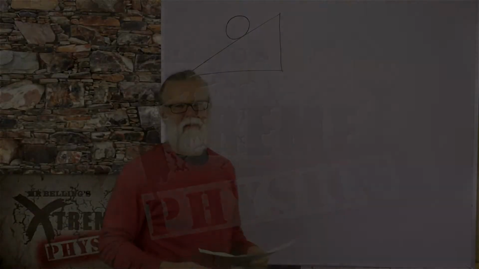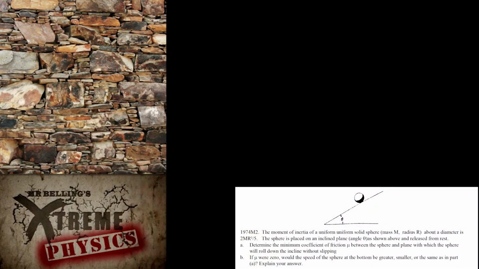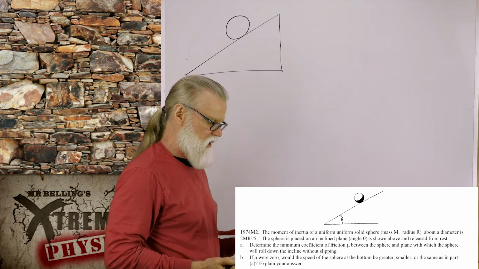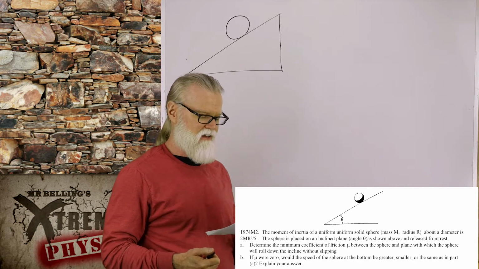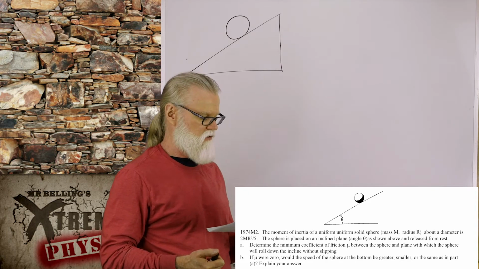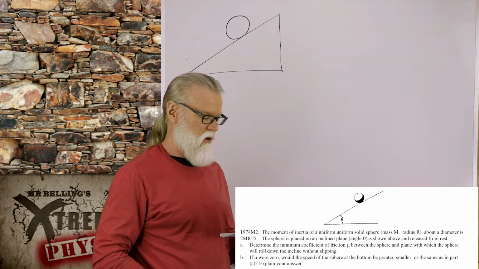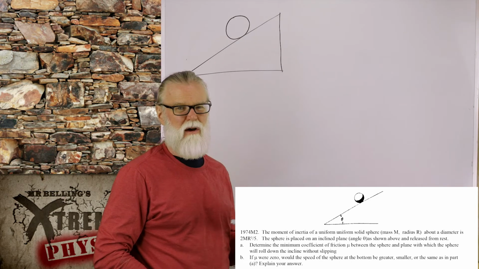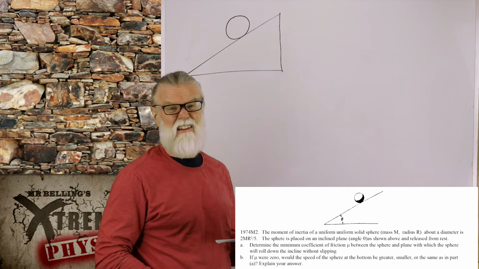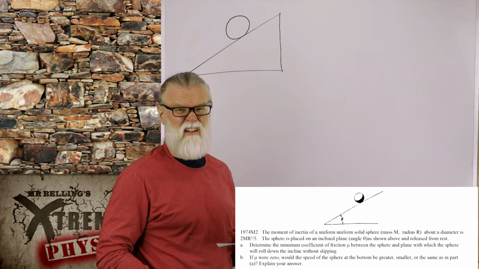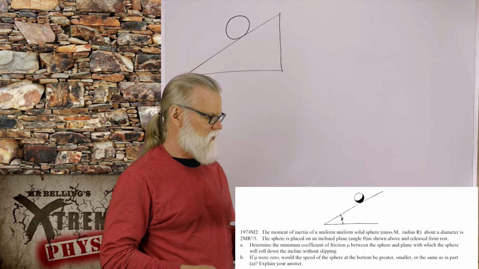So here we have the 1974 free response AP. Let's take a look at question 2. We got the moment of inertia of a uniform solid sphere, mass m, radius r, about a diameter is 2/5 mr squared. That language is a little odd to me. That is the moment of inertia if it's rotated about its center. They said about a diameter. I don't know, it's weird language. But anyways, that is the moment of inertia about its center.